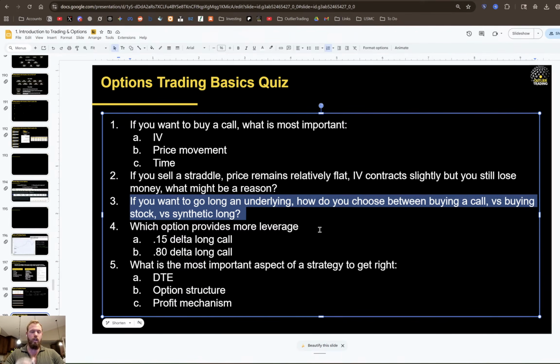So in the chat, I want you to just overview how you would make the decision between putting on these different positions. What would make you lean between these? Kirk says time horizon, leverage, cost. That's solid. I think that's a really, really good way to think of it.